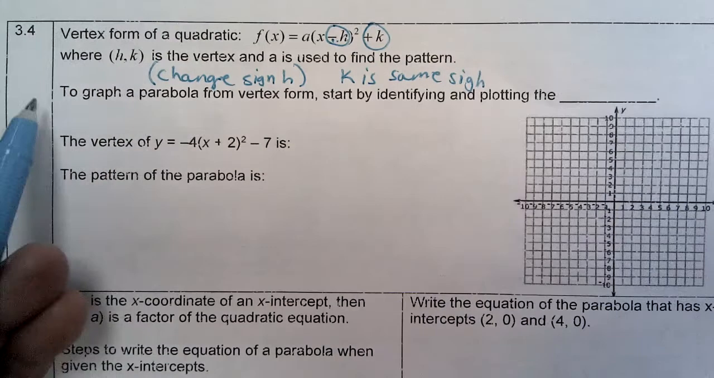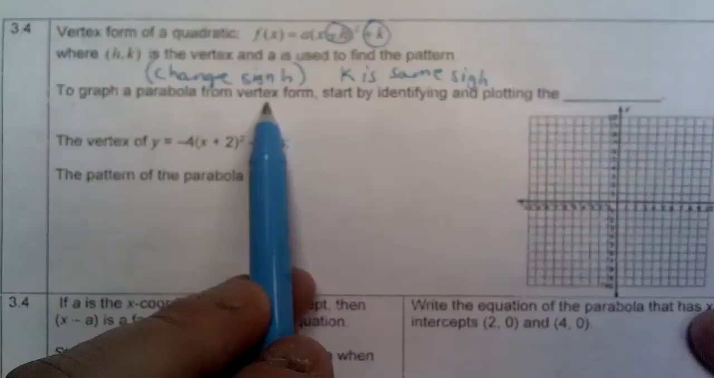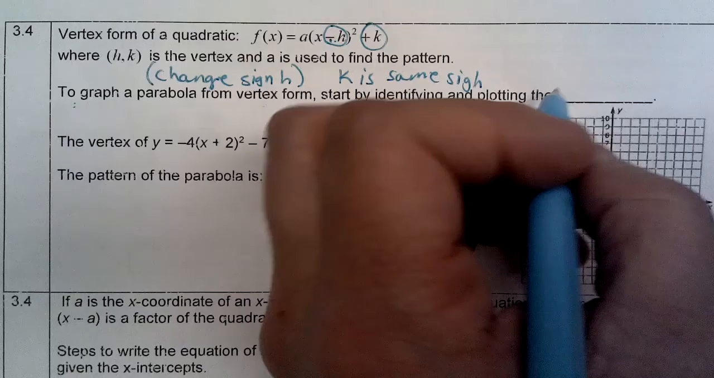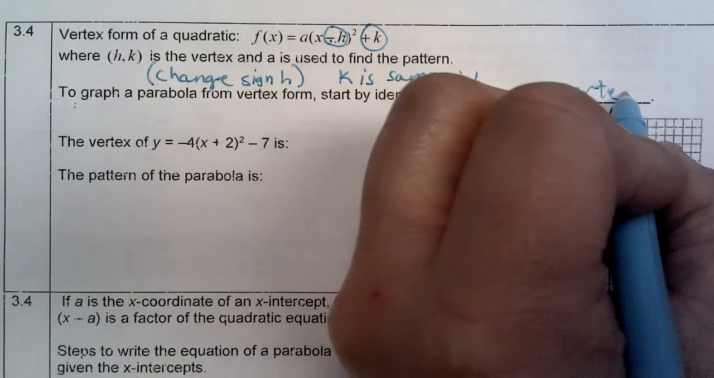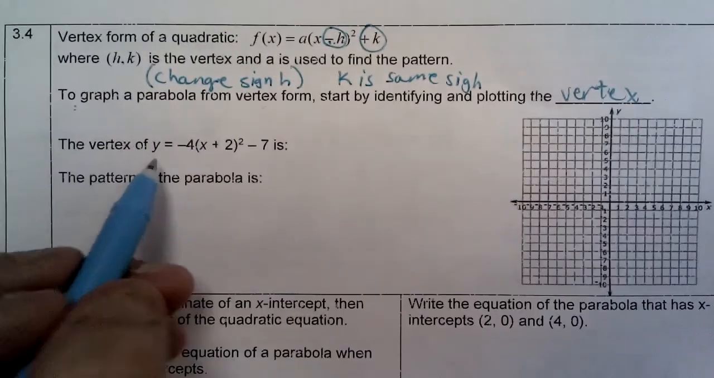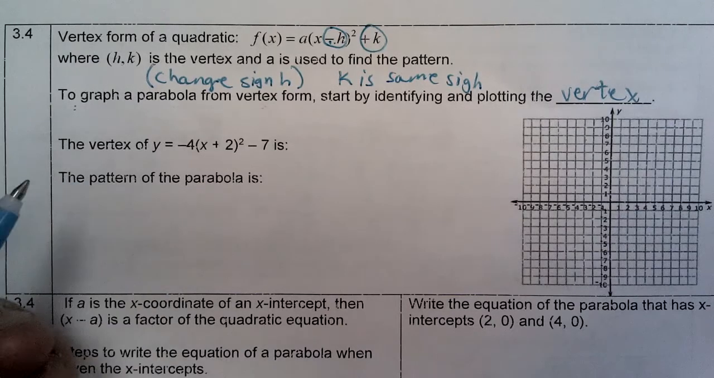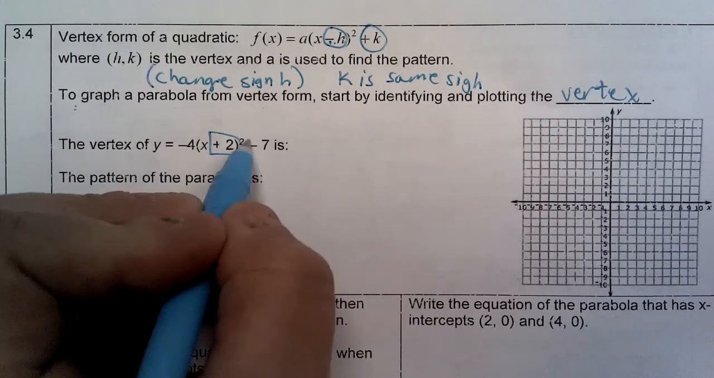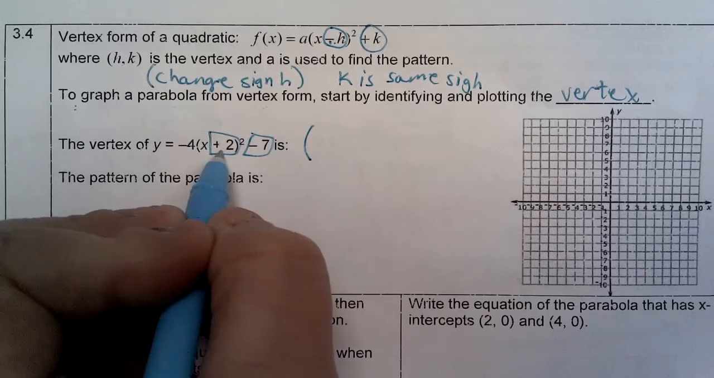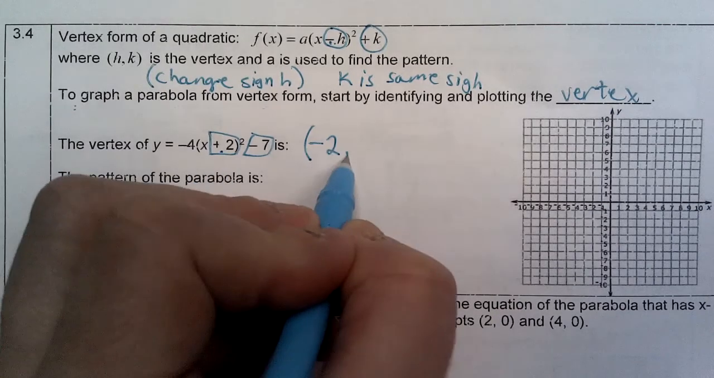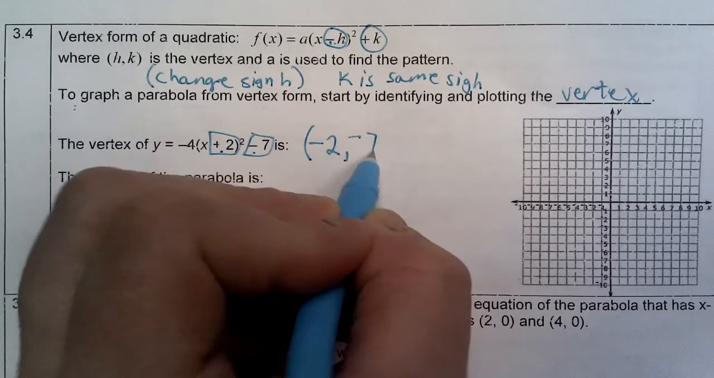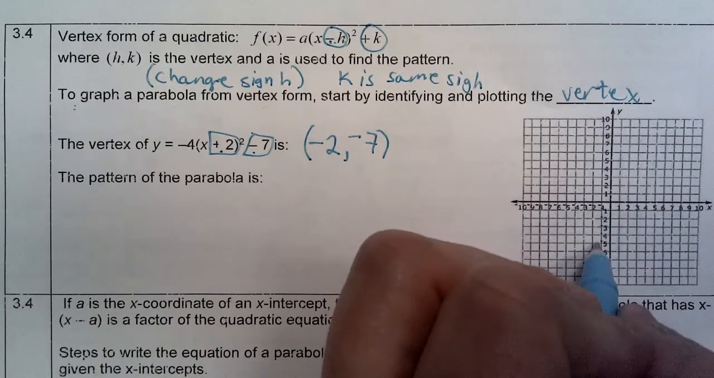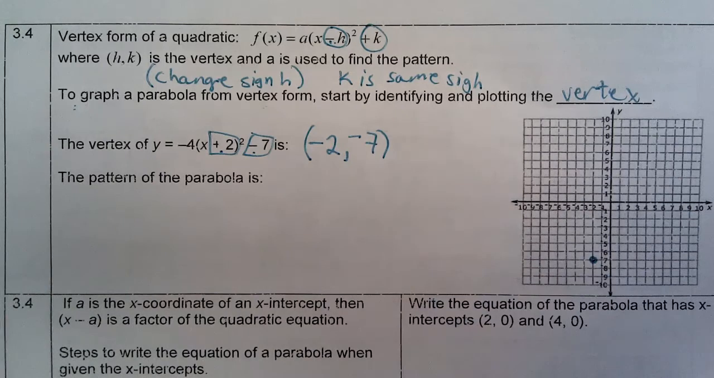All right, so to graph a parabola from vertex form, the very first thing is you're going to start by identifying and plotting the vertex. And then from there, we'll do our pattern. So let's take a look. So our vertex here, this is a +2, this is a -7. So my H, I always change the sign on, and my K, the sign stays the same. So my vertex I know is -2, -7.